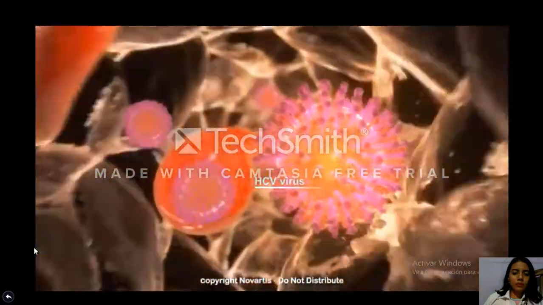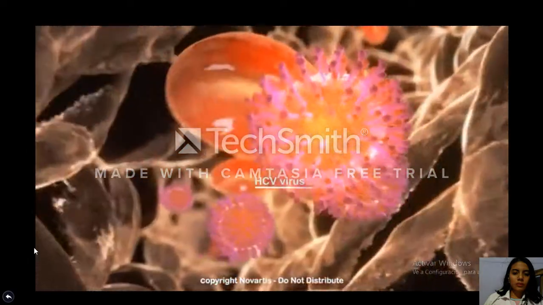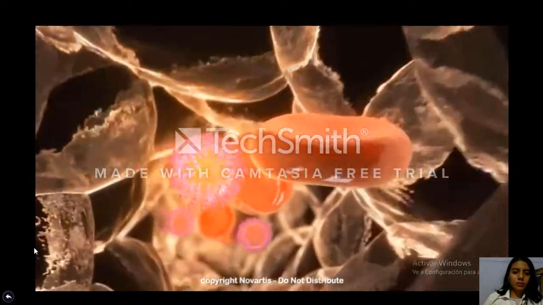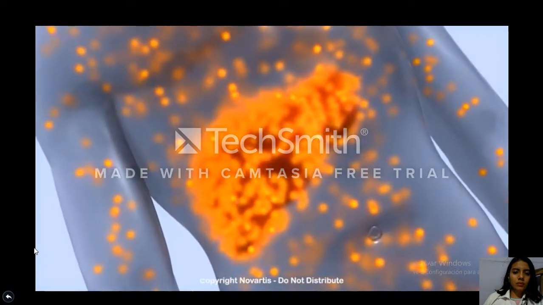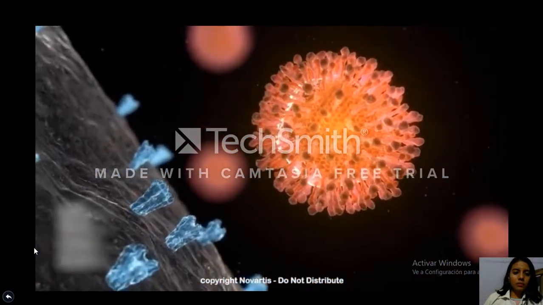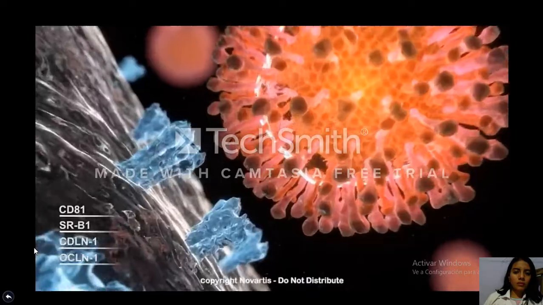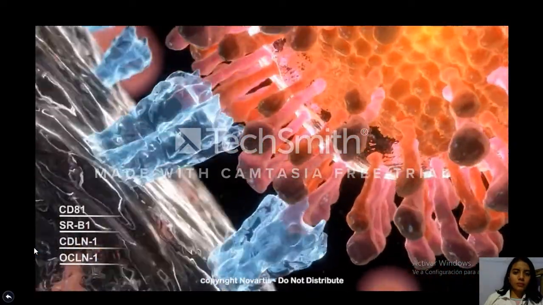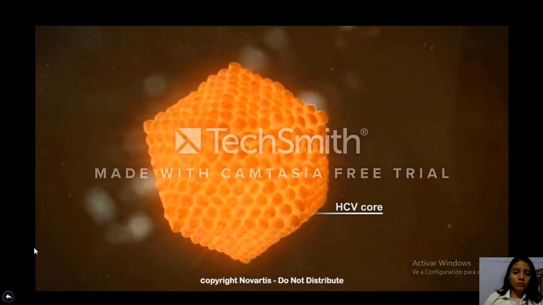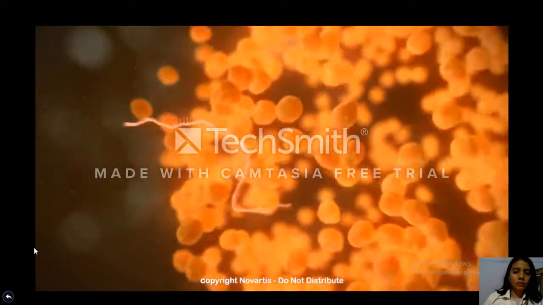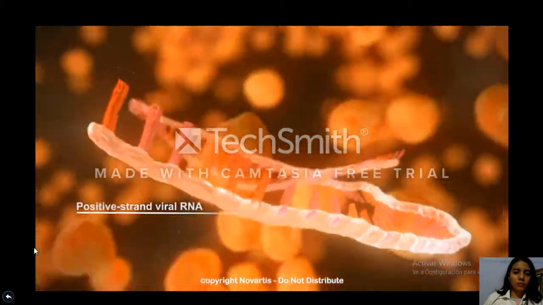HCV is usually transmitted through blood-to-blood contact. The virus replicates in the hepatocytes of the liver and circulates throughout the body. Entry into hepatocytes occurs through the interaction of the viral envelope with receptors on the surface of the host cell. The virus undergoes a fusion and uncoating step, releasing positive strand viral RNA.